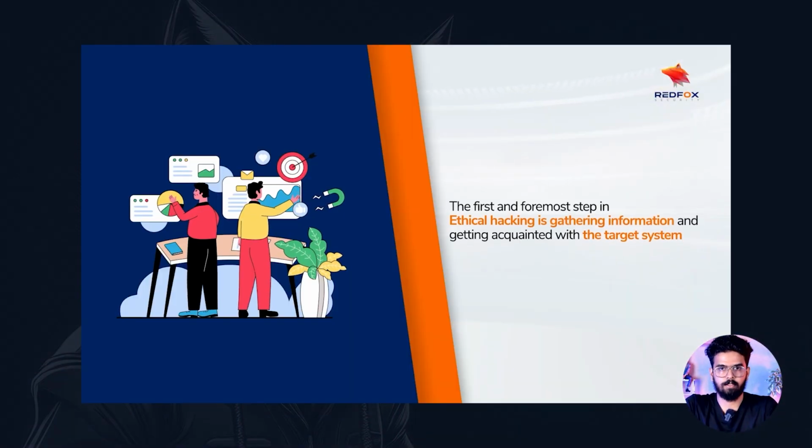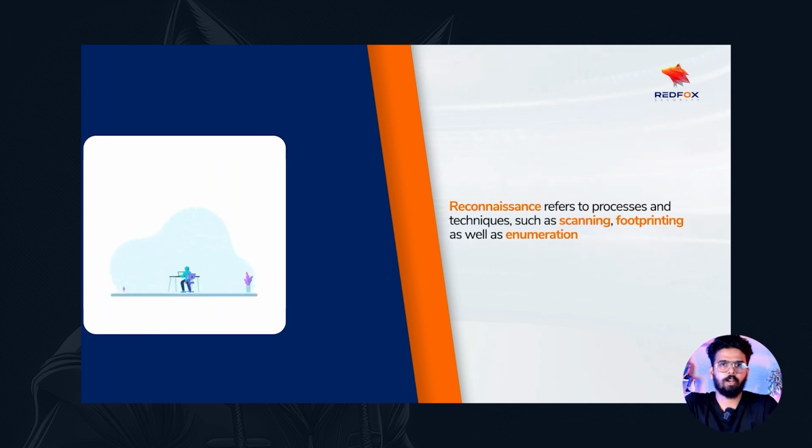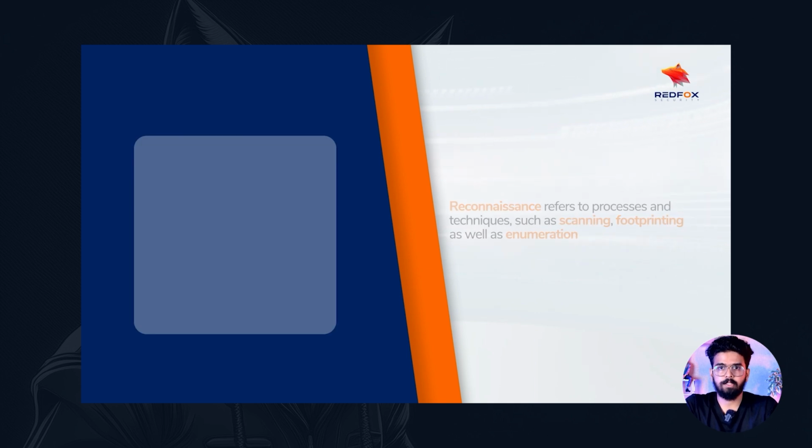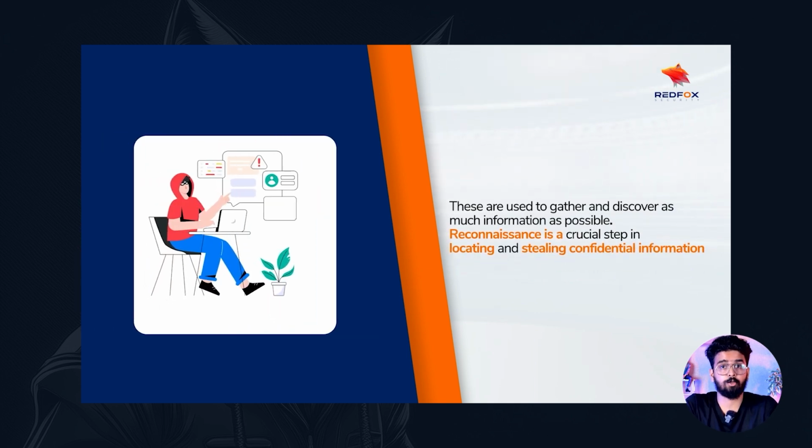Introduction to Reconnaissance. The first and foremost step in ethical hacking is gathering information and getting acquainted with the target system. Reconnaissance refers to processes and techniques such as scanning, footprinting, as well as enumeration. These are used to gather and discover as much information as possible. Reconnaissance is a crucial step in locating and stealing confidential information.